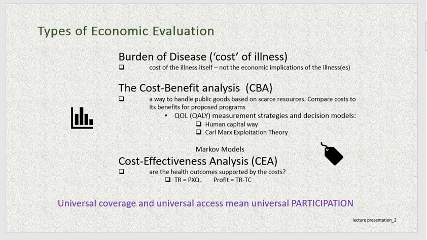A basic noteworthy equation is TR, total revenue, equals P, price, times or multiplied by Q, quantity. So profit equals TR, total revenue, minus total costs, TC.